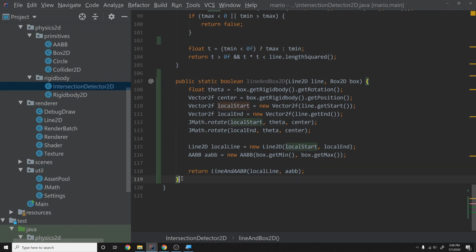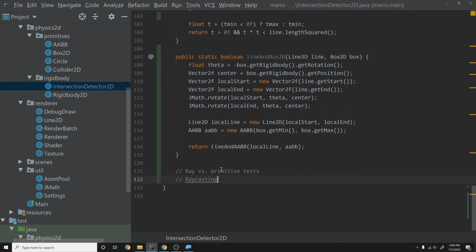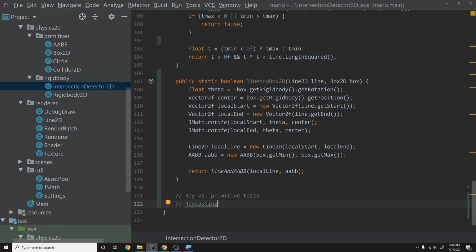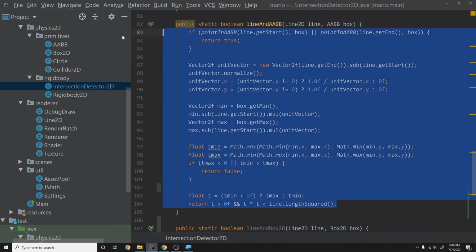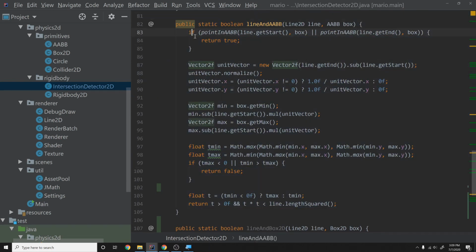Wow. So that is hard. Okay. In the next tutorial, what we're going to be doing is ray versus primitive tests. So raycasting. It's hard. It's very similar to this though. So if you understood this, great. You're going to understand this too pretty easily because it's very, very similar to what we just did. It's just a little bit different. Actually, we did do a raycast here. So congratulate yourself. This was a raycast.